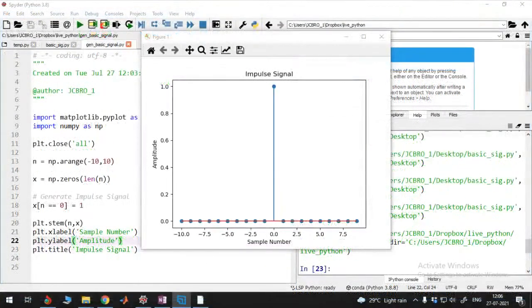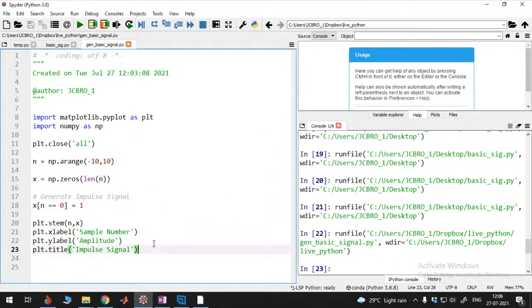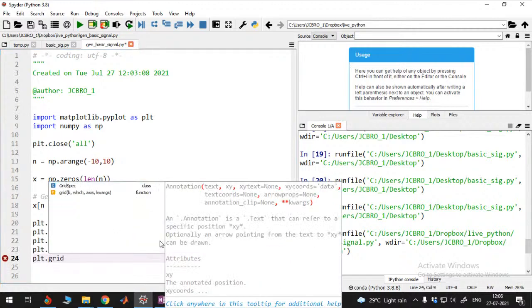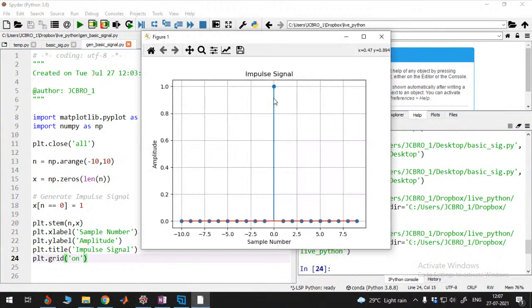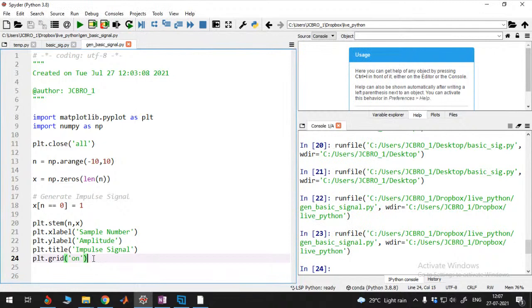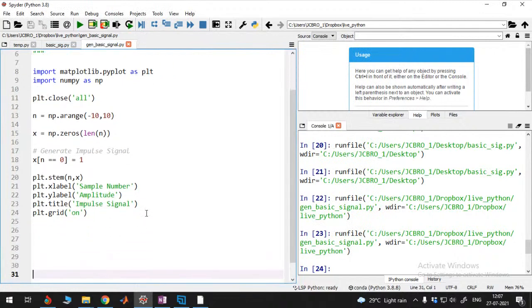Let me show you. The plot is available here right now. Now let's try to turn the grid on. We can do the same by typing plt.grid and making it on. If I run it again, you will see the impulse signal with grid. Okay, that's fine. Now the next signal which we are going to generate today is a step signal.